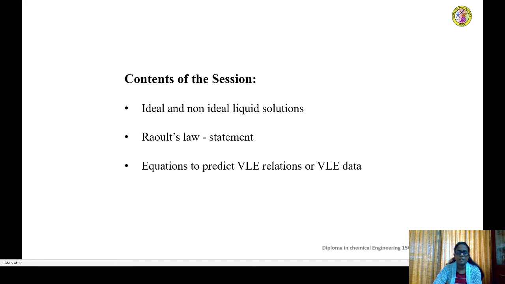So these are the topics that you are going to learn in today's class. We are talking about the ideal and non-ideal liquid solutions in the first part of our discussion today. And then we are taking up Raoult's law, where we are going to learn its statement and how its statement can be used in predicting vapor liquid equilibrium for ideal solutions. Then we'll derive the equations and also practice a few problems to calculate the VLE relations for a given system.